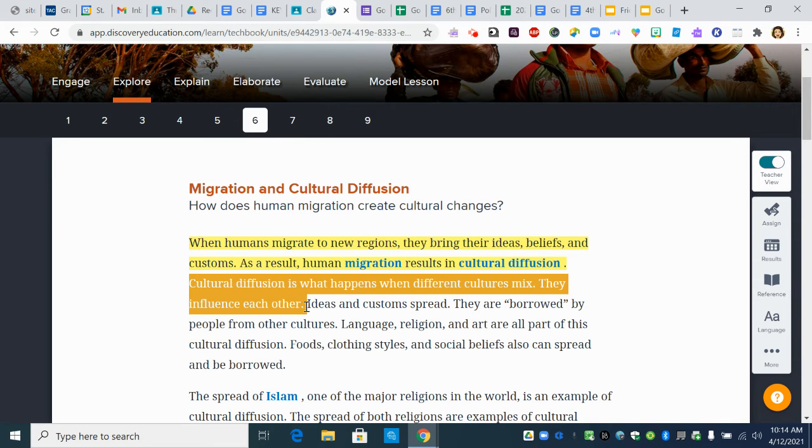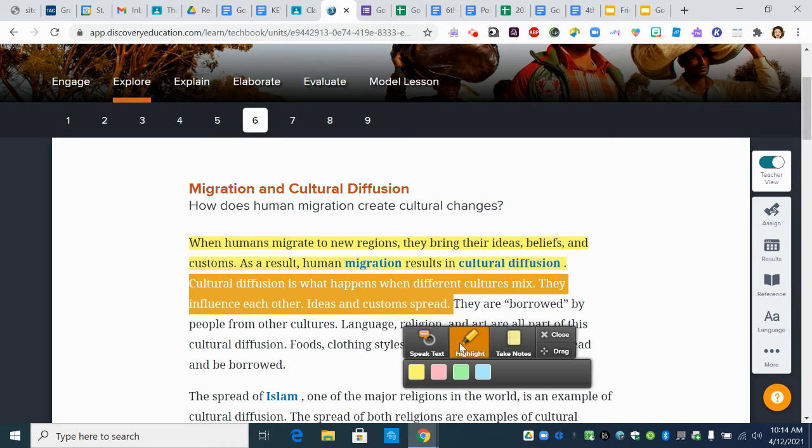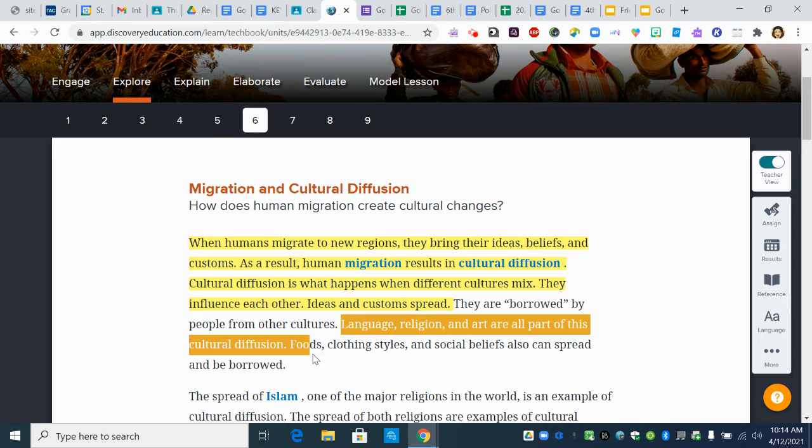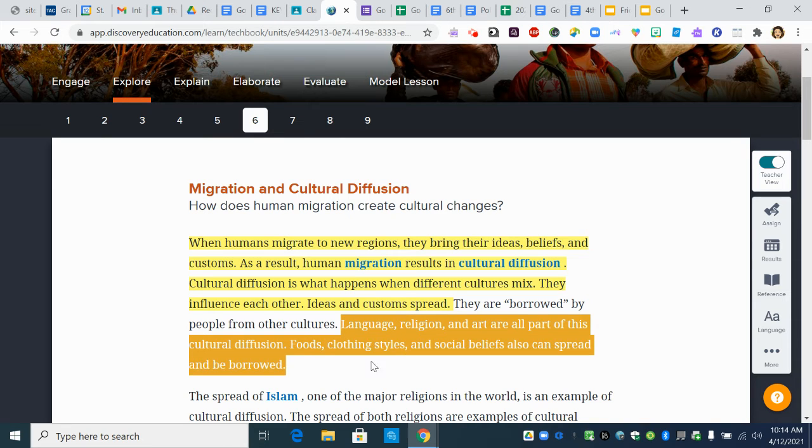They influence each other. Ideas and customs spread. They are borrowed by people from other cultures. Language, religion, and art are all part of this cultural diffusion. Foods, clothing styles, and social beliefs can also spread and be borrowed.